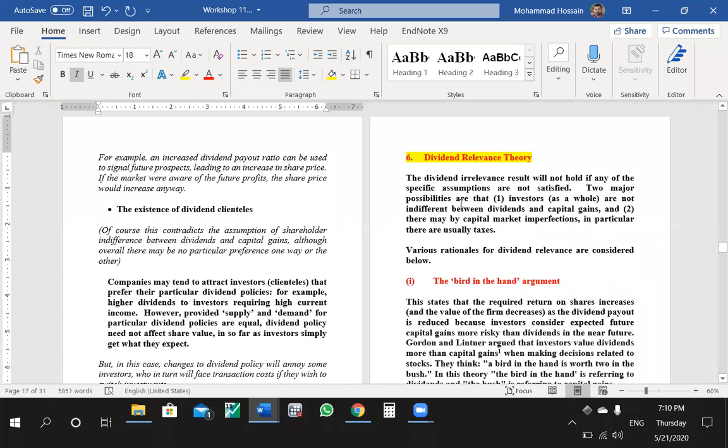For the last topic, we'll talk about dividend relevance theory. So this group believes that dividend is important, dividend is relevant. It says the dividend irrelevance result will not hold if any of the specific assumptions are not satisfied. So dividend irrelevance theory, which is Miller Modigliani's theory, is not very valid. It will not be valid if the assumptions are not correct. But most of the assumptions are not correct actually.